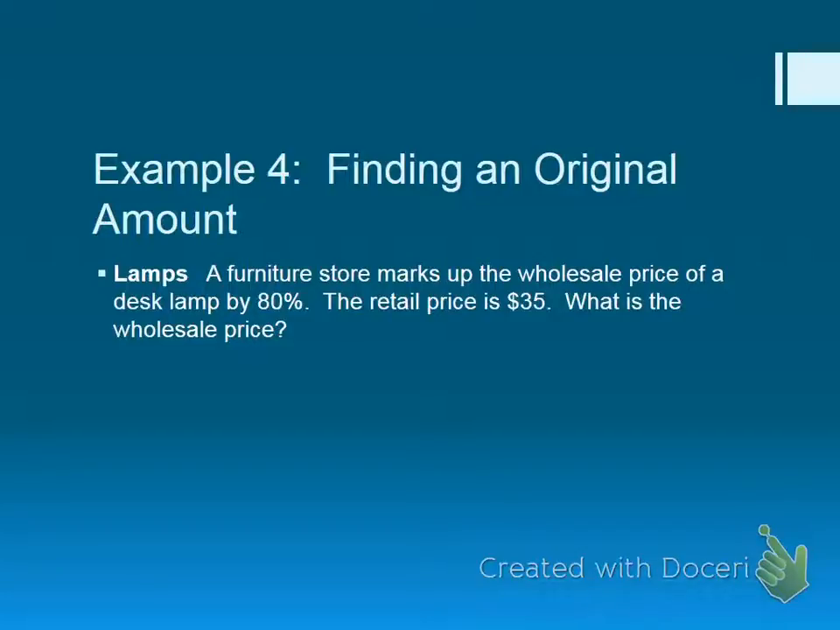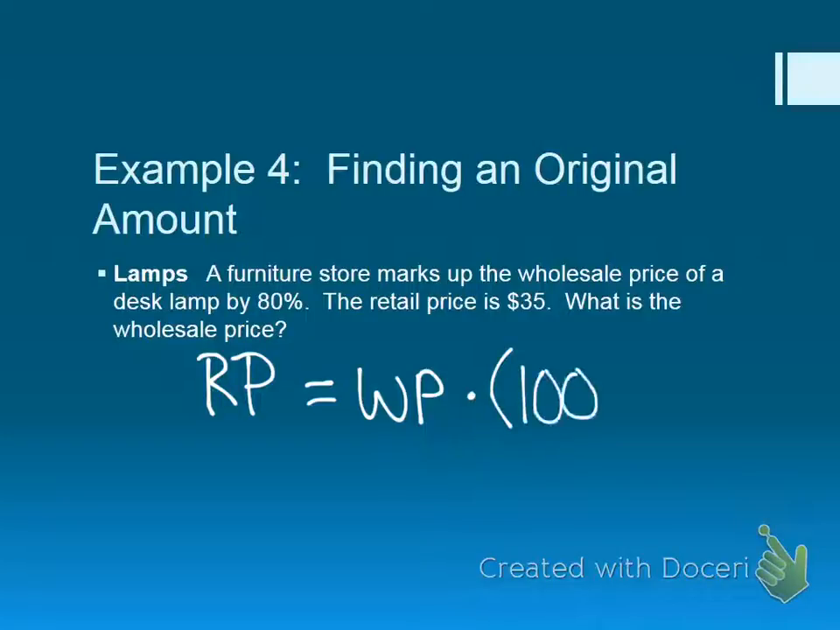There's a general, almost a formula that we set up. And that's going to be our retail price. We're just going to abbreviate, okay? Our retail price equals the wholesale price multiplied by 100% plus whatever the percentage is that the problem gives us. Okay? So what percentage does the problem give us? 80%. Okay? So what's 100 plus 80%?